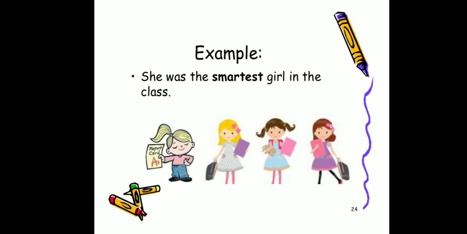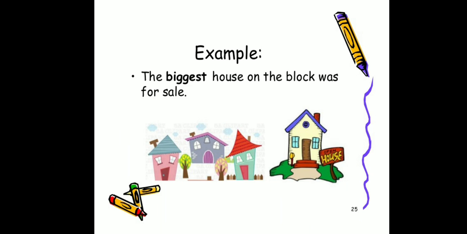How can we find out superlative adjectives? If the word ends with est, that is known as a superlative adjective. Right? What is the superlative adjective in the given example? Smartest. We should use the smartest. Another example: the biggest house on the block was for sale. What is the superlative adjective here? The biggest. Here you can find there are many houses, but the right side house is the biggest house. Understand? Here the biggest is the superlative adjective.